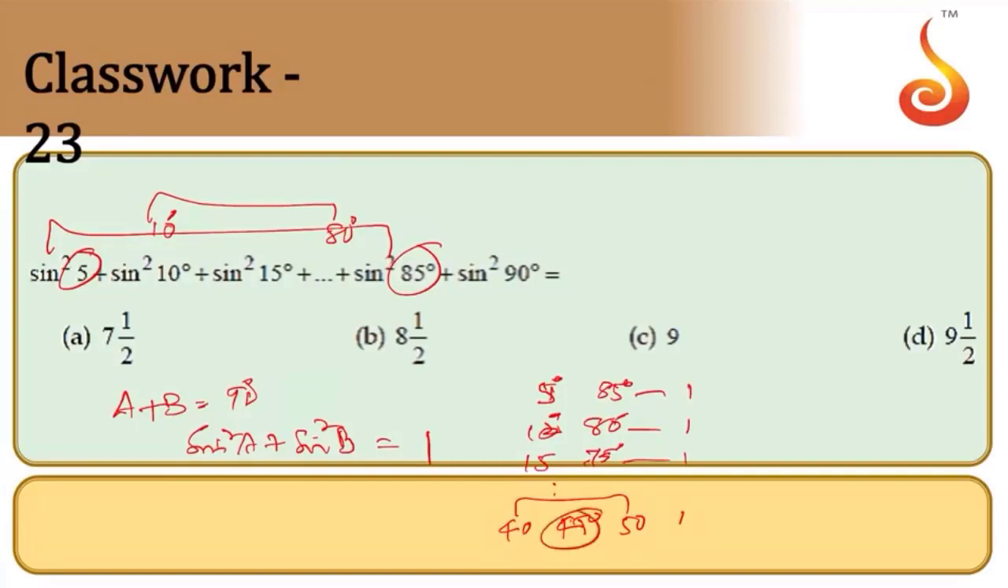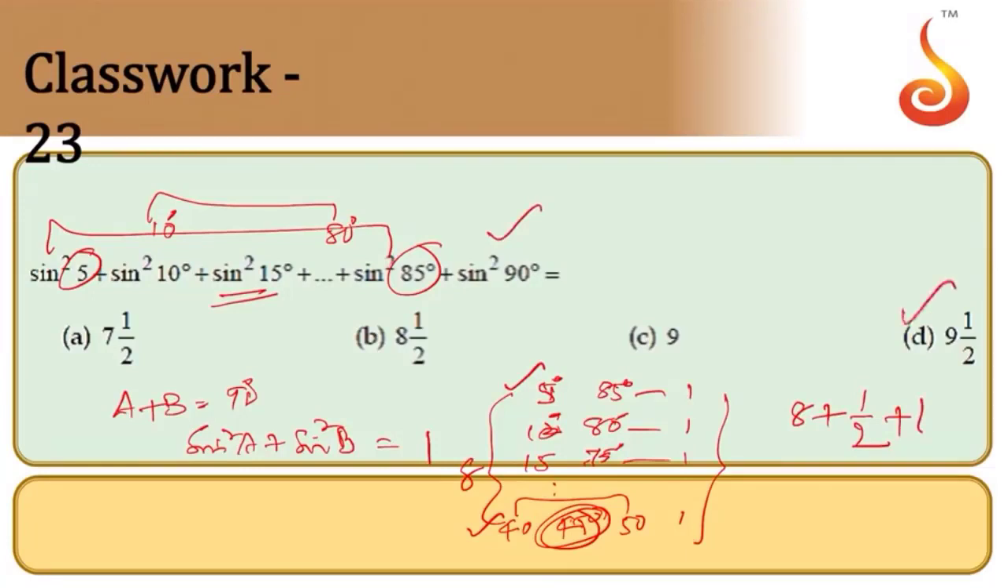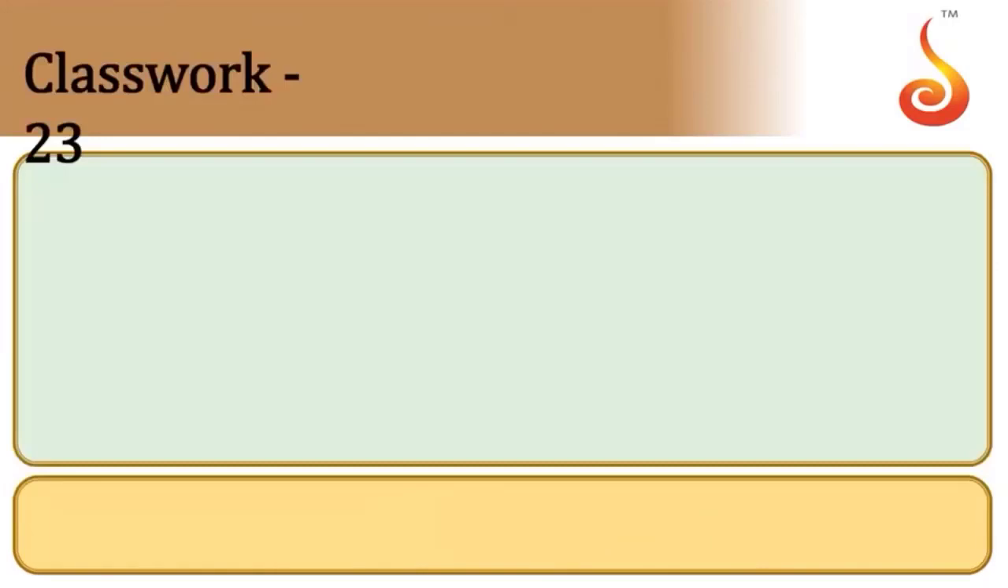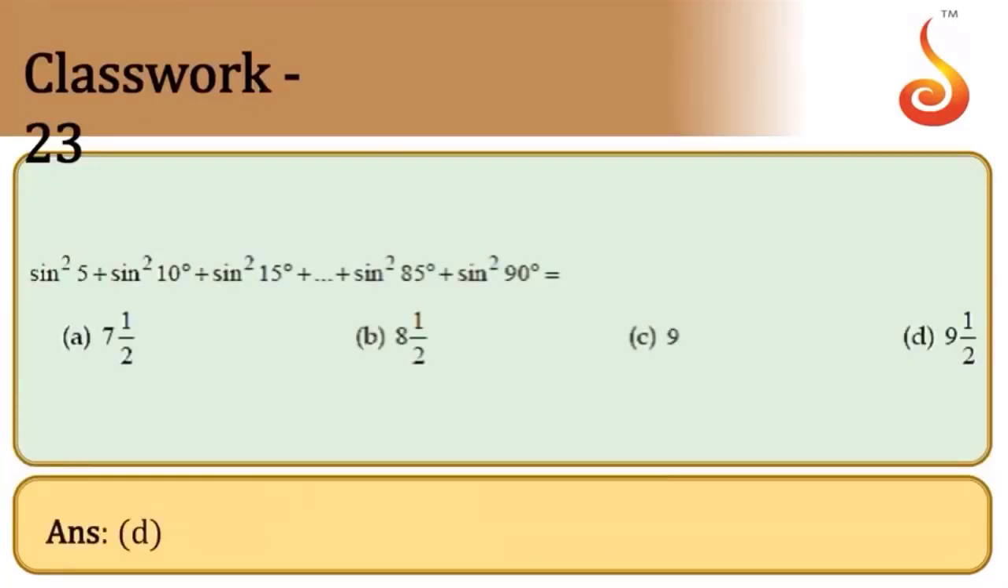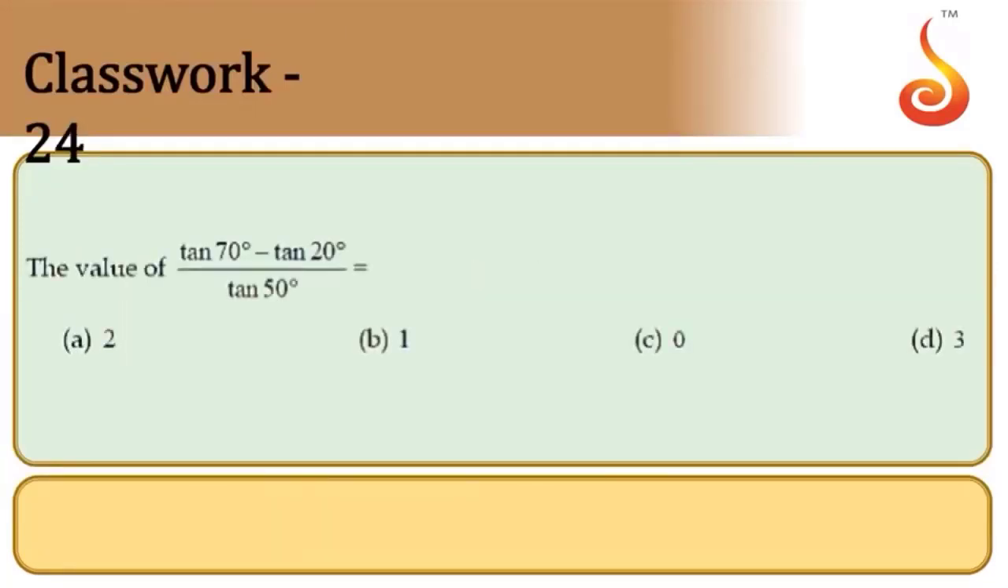And sine 45 degrees happens to be equal to 1 by root 2. So for these values starting from 5 up to 40, there will be 8 ones you will be getting. So therefore 8, plus sine square 45, which is equal to 1 by 2, and sine square 90 value is equal to 1. So the answer for this problem is equal to 9.5. So 9.5.